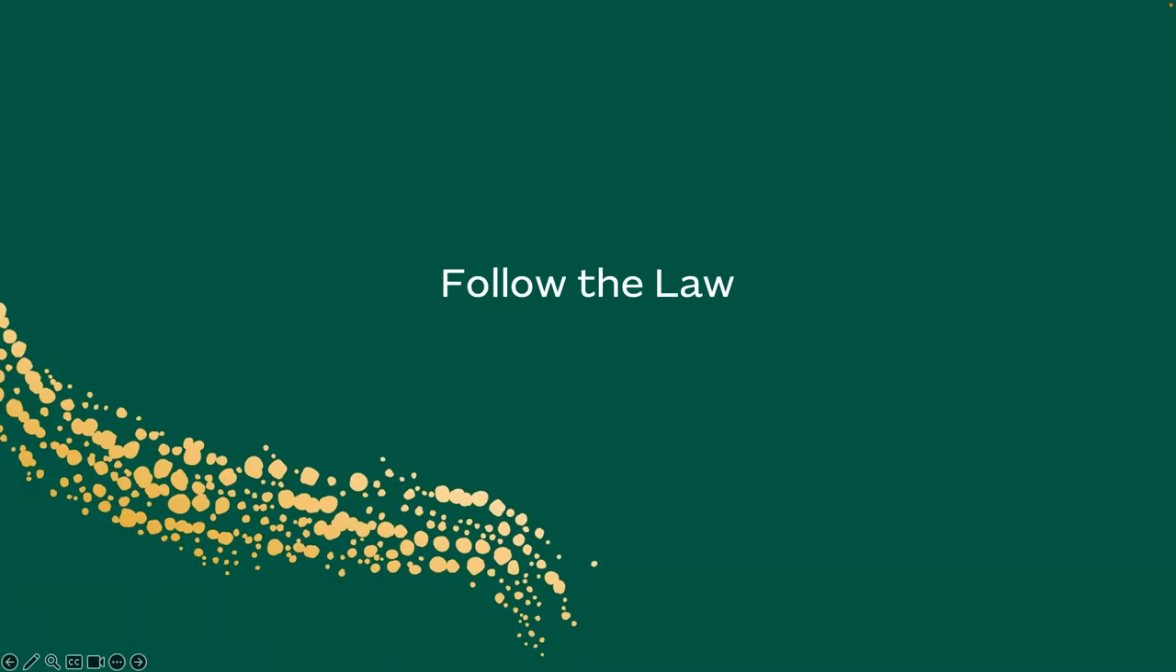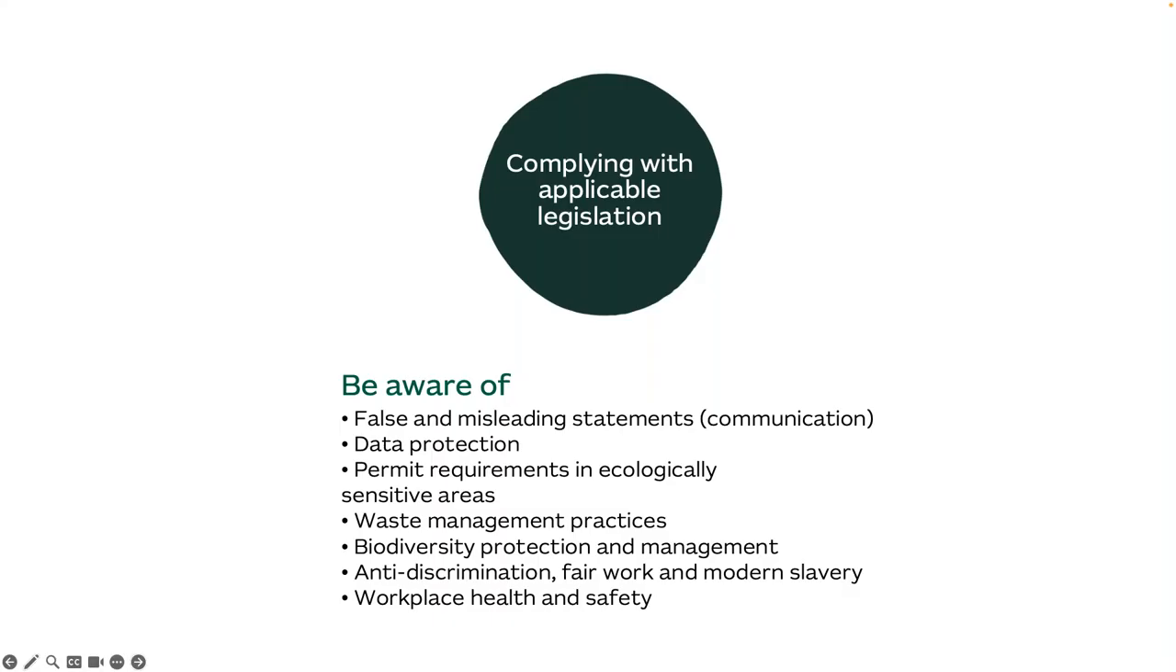Operating a sustainable business includes following national, state, and local laws. Laws can often change and evolve over time, such as the use of single-use plastics. So make sure you stay up to date with the requirements for your business. Laws will differ to your location, but some to consider include false and misleading statements in communications. This can even link into things like greenwashing, making environmental claims which aren't accurate or true, data protection, permit requirements in ecologically sensitive areas, waste management practices, biodiversity protection and management, anti-discrimination, fair work and modern slavery, and workplace health and safety.